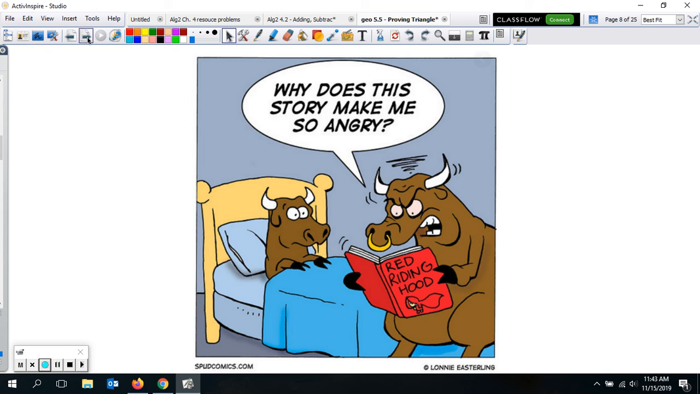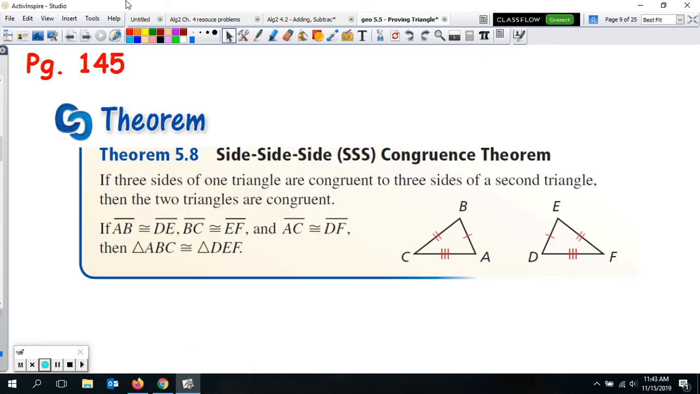Getting into our first core concept, our first theorem actually, on page 145, there it is, the SSS, and that's fairly simple and straightforward. All the sides are congruent. If all the sides of one triangle are congruent to all the corresponding sides of a second triangle, then the two triangles are congruent. That's what this is saying here. If three sides of one triangle are congruent to three sides of the second triangle, then the two triangles are congruent. So we can write out a congruent statement.